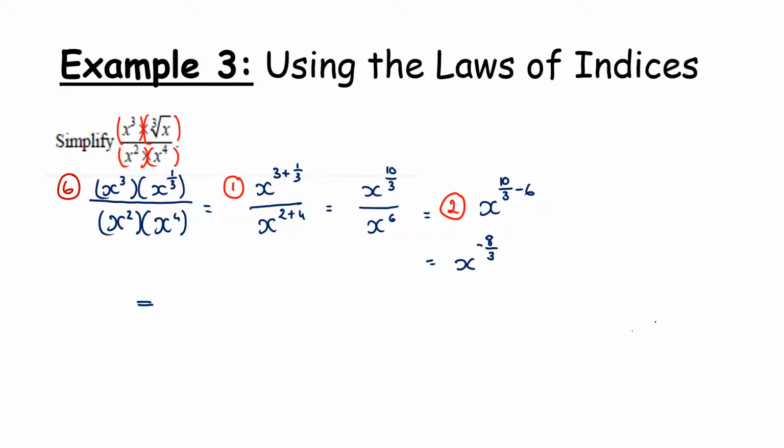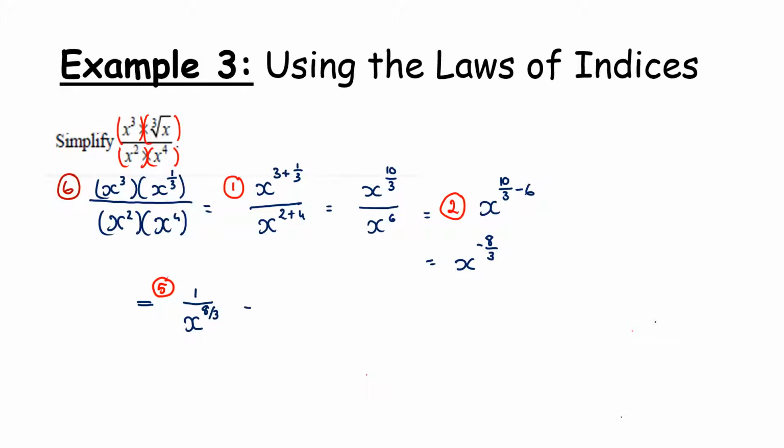So I'm going to use law 5. And remember, law 5 was about the negative powers, and it said if I have a negative power, it becomes 1 over x to the positive power, which becomes 8 over 3.